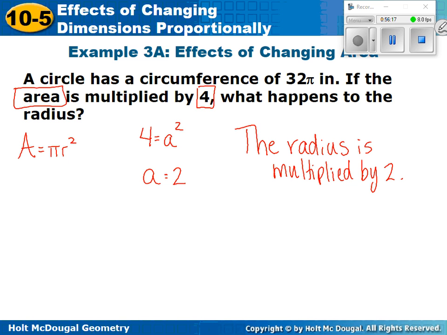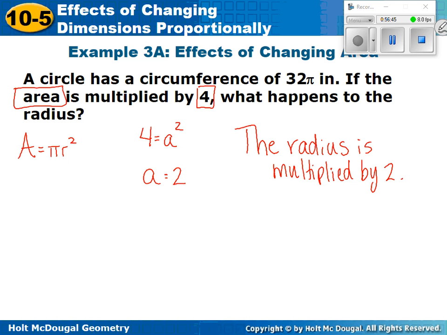Okay, so I need to solve for r. What would I do? Divide by 2 pi. So what is my radius for this circle? 16. Everybody follow that? We're trying to figure out what happens to this radius if the area is multiplied by 4. So we need to find the area for this circle and multiply it by 4.